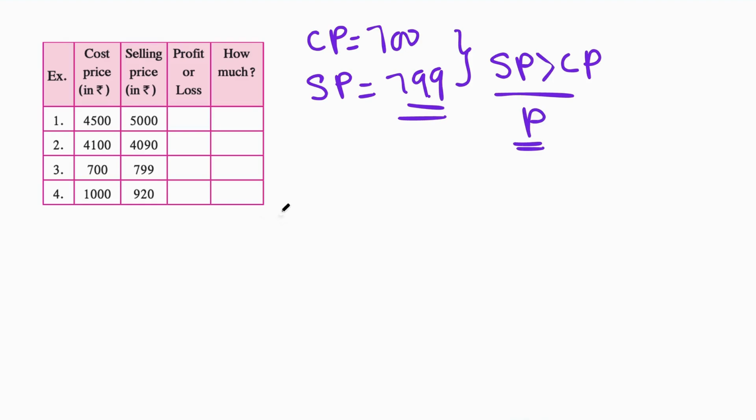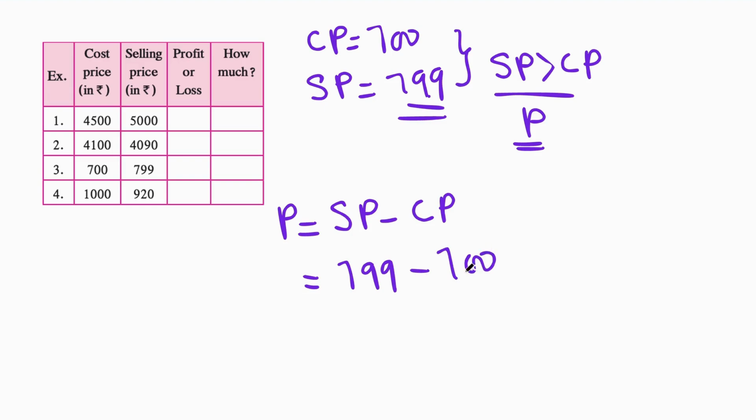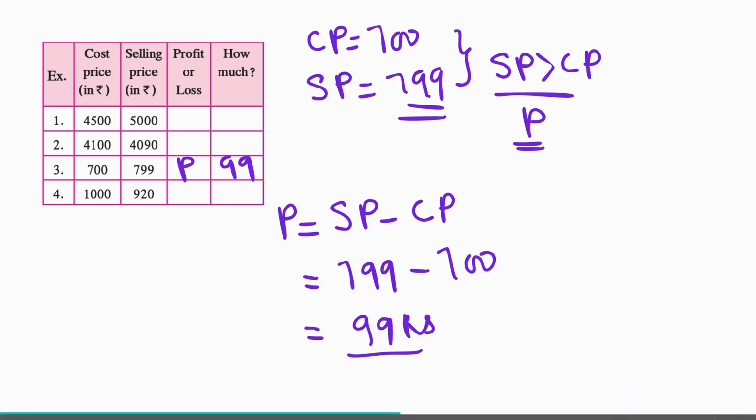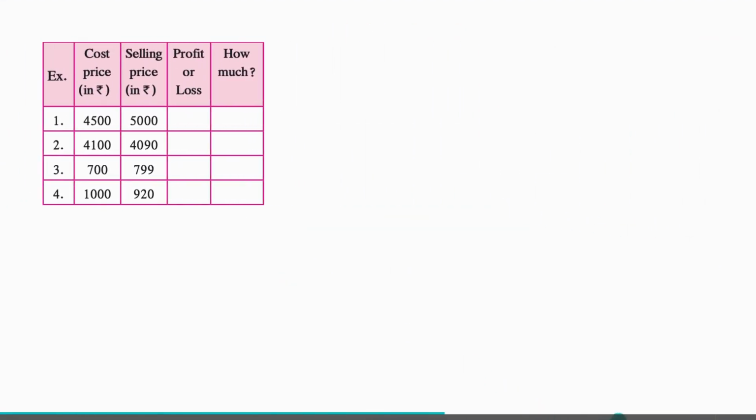So we will be using the formula for profit, which says selling price minus cost price, which gives us 799 minus 700 equals 99 rupees. That means there was a profit of rupees 99. Easy, right? Now, the last one from question number 1.